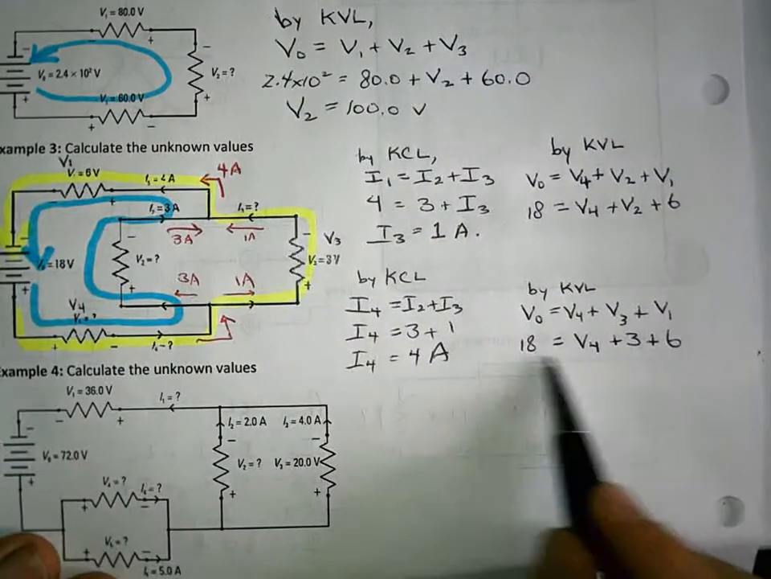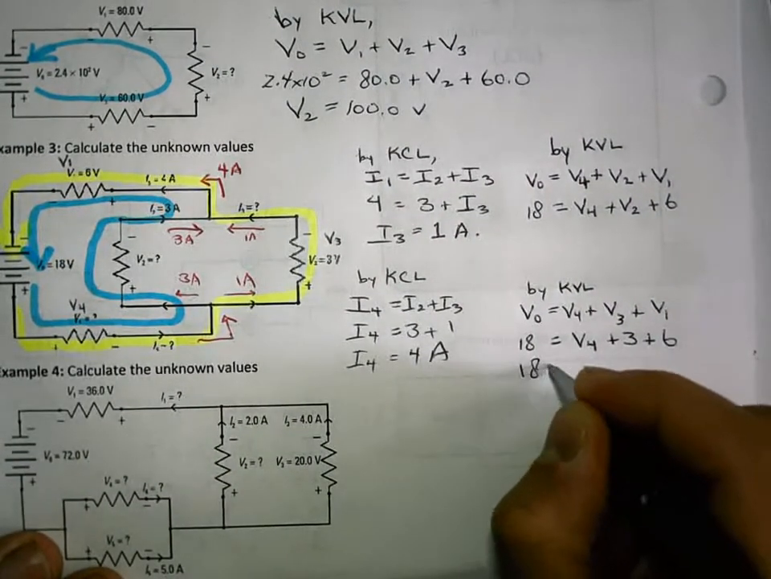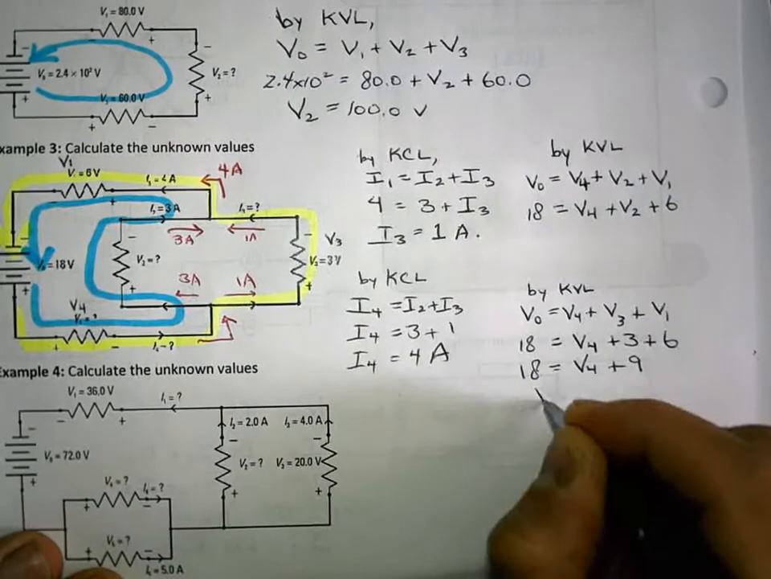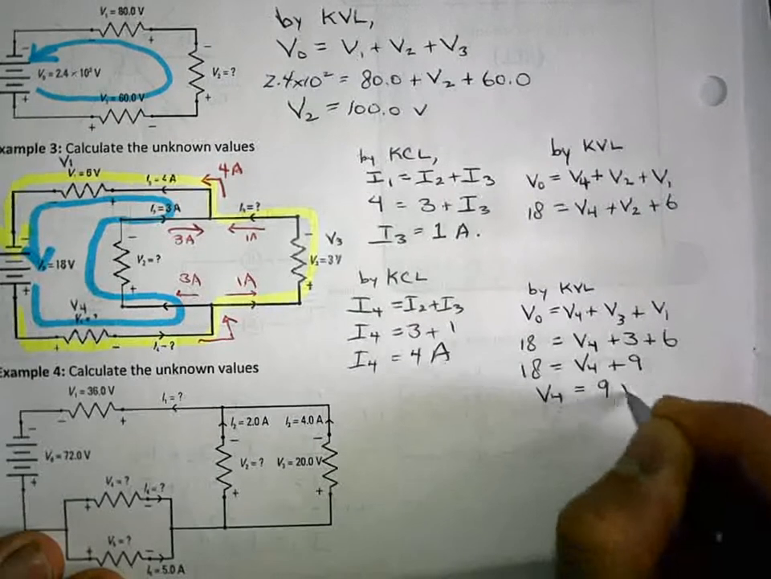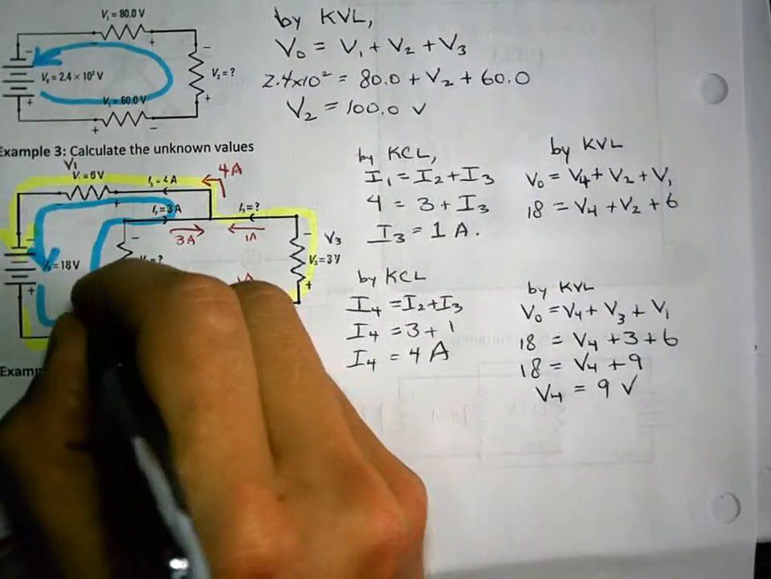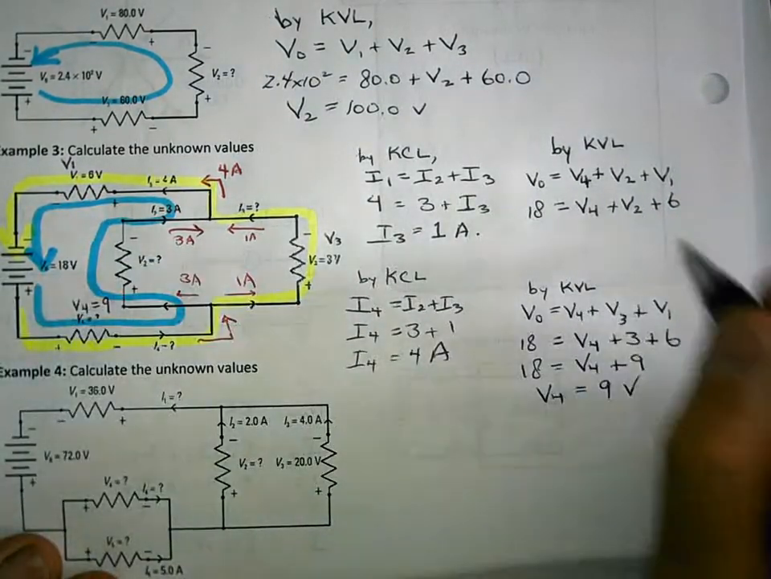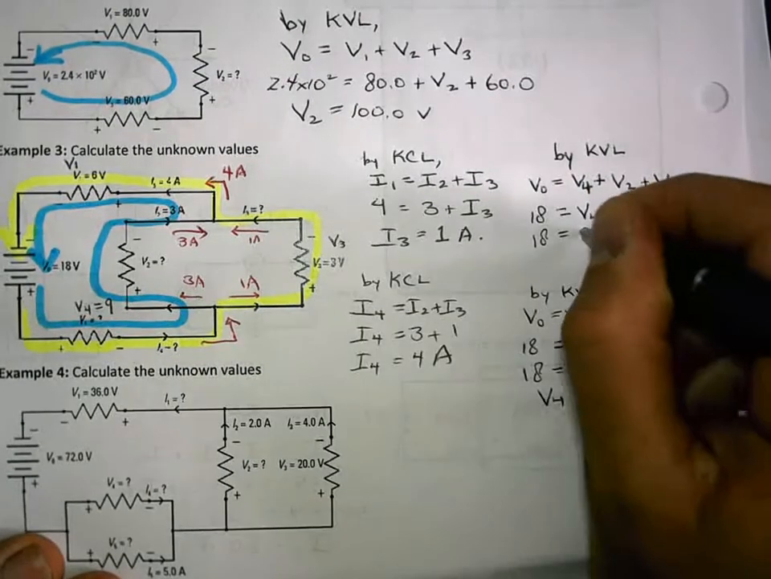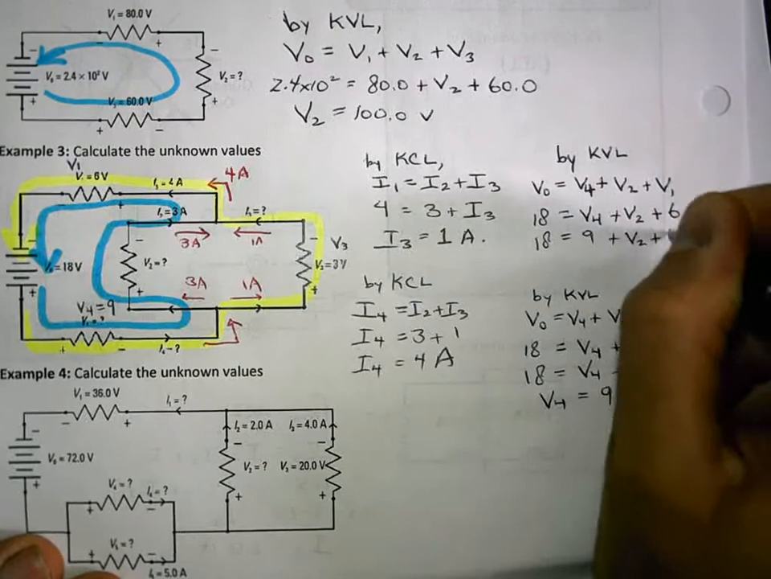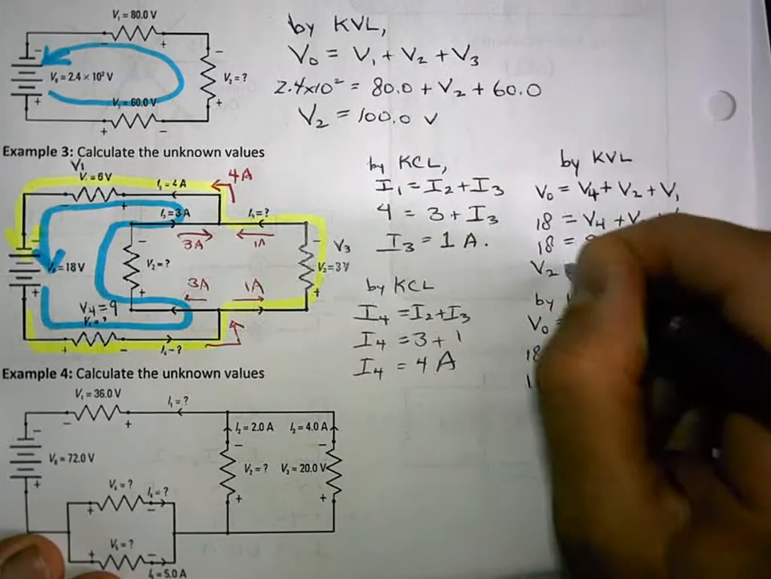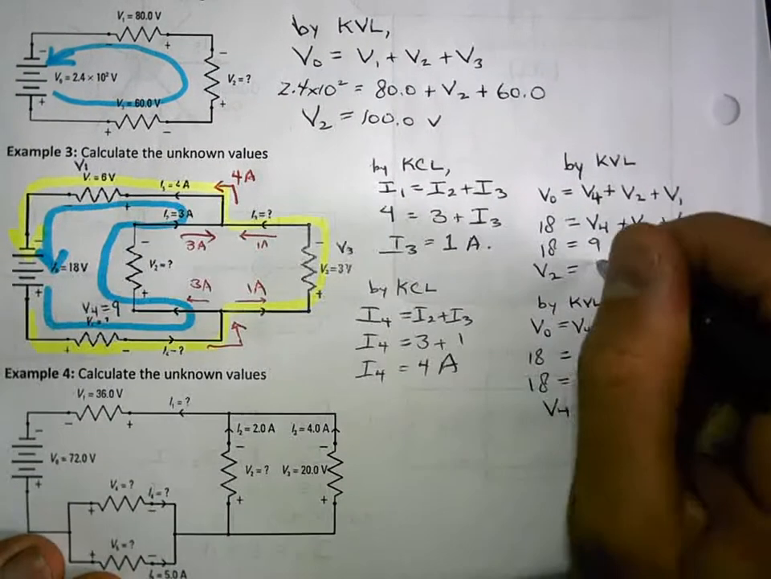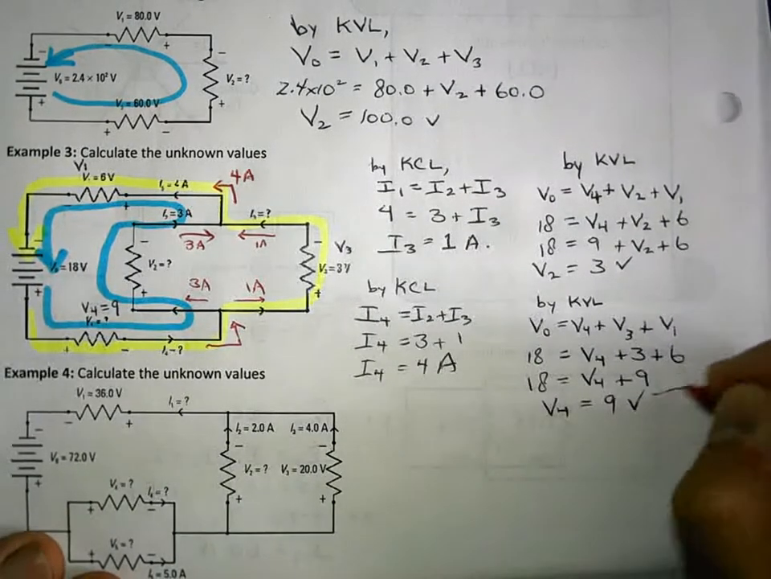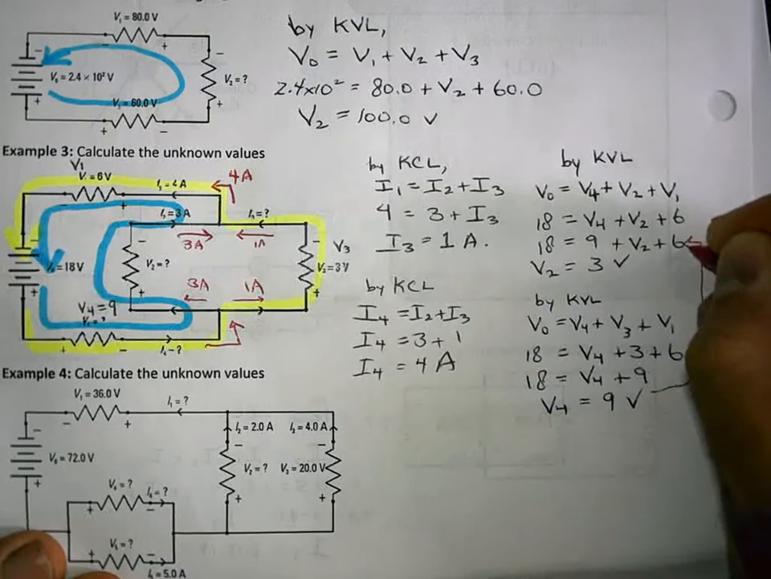There we go. So this one actually I should have done first. I can solve it first. So V4 is equal to 9. Now once you know that, you can go back up here. This is now 9. So then you have 15, V2 is 3 volts. So we sub in.